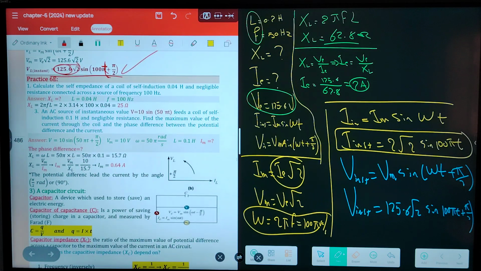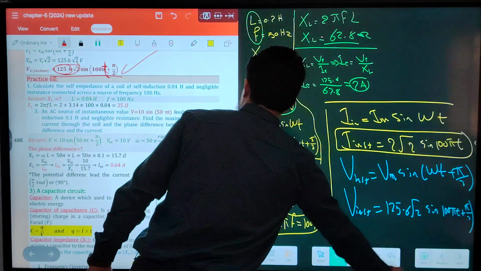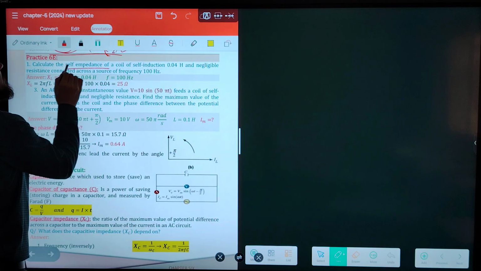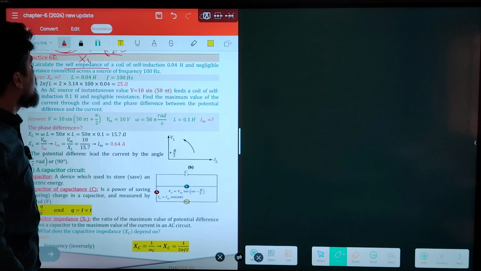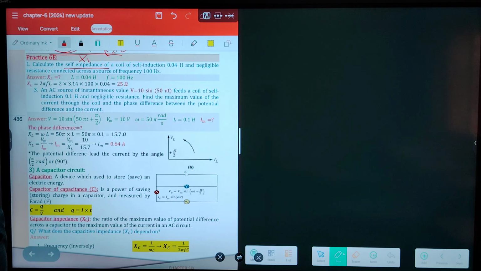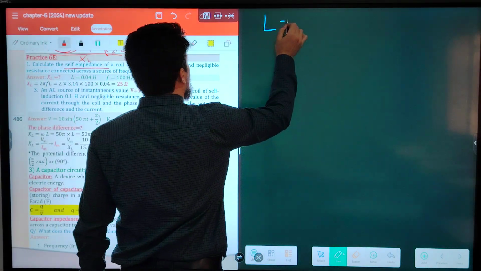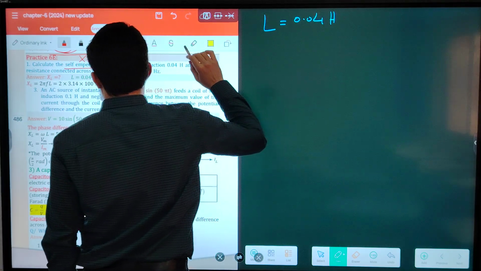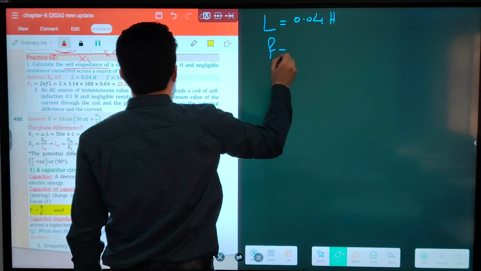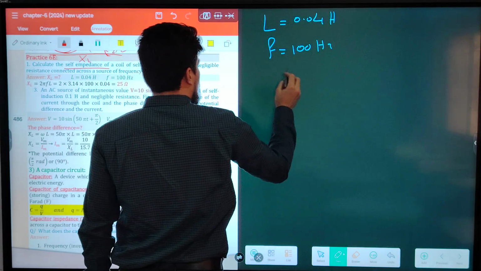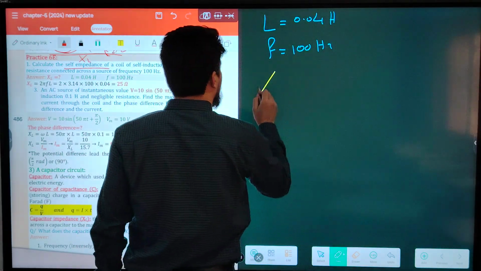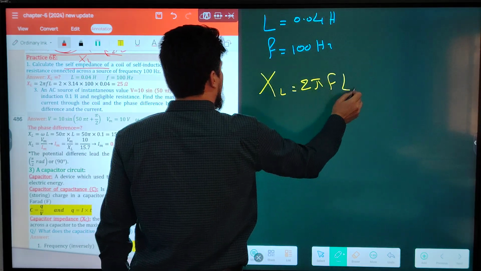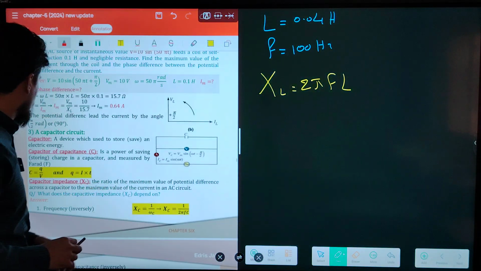Okay? Question 1 in practice 6E: calculate the self-impedance. What do you mean by self-impedance? XL. Self-impedance of a coil, self-inductance L is equal to 0.04 Henry, negligible resistance R0, frequency 100 Hertz. XL is equal to what? It is equal to 2 pi fL. We have frequency and L, just replace into the equation.